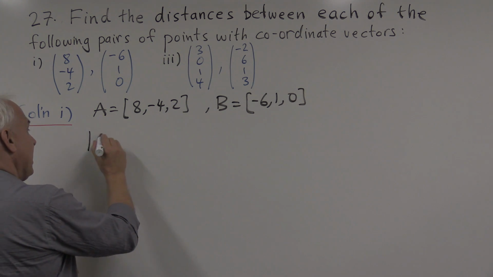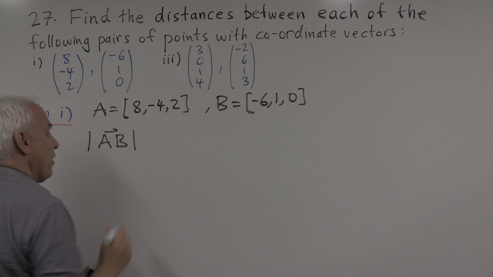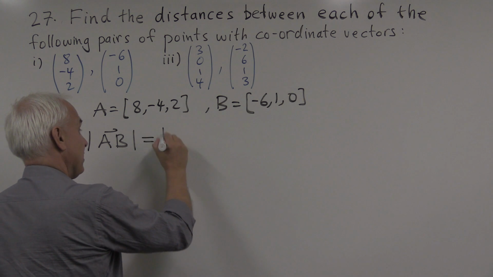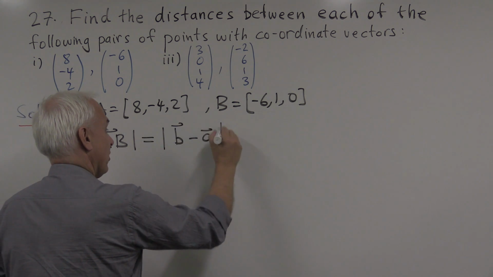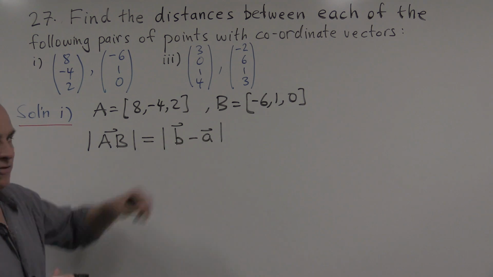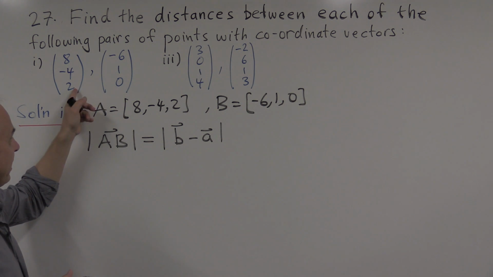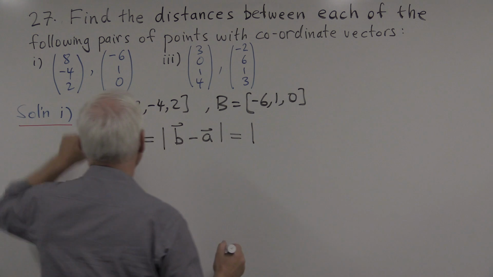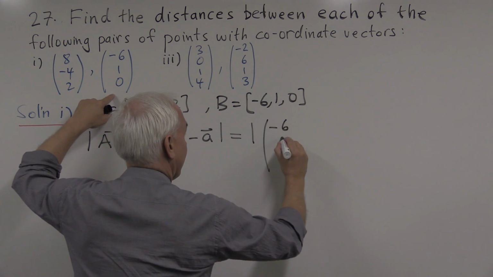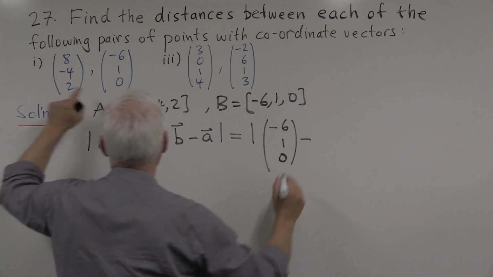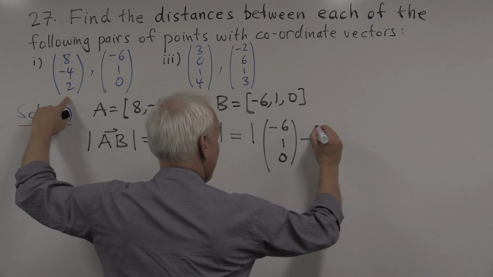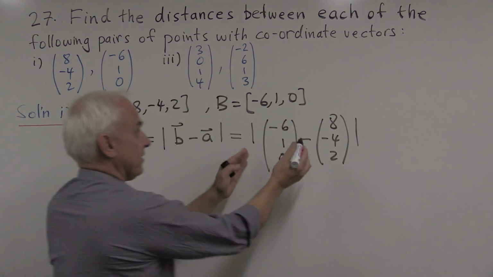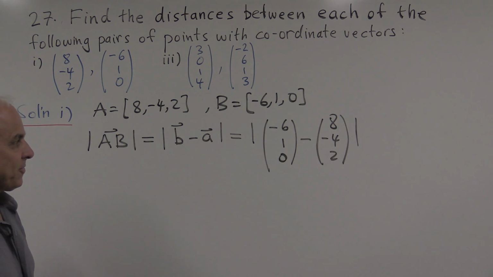So then the length of this vector AB is the distance between A and B. And that is the vector b minus the vector a, the length of that vector. So here's the point A, here's the point B. These are the actual coordinate vectors of those. So we need to take the vector b, which is minus 6, 1, 0, subtract the vector a, which is 8, minus 4, 2, and take the length of that resulting difference.